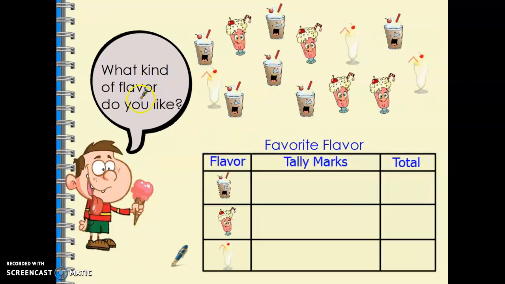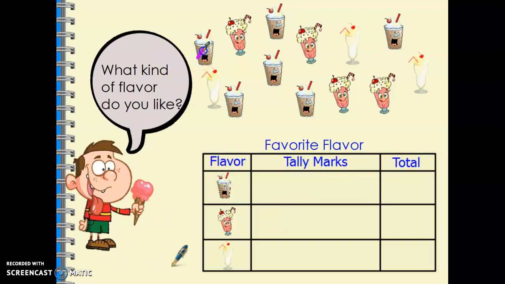Alright, let's look at our survey here. What kind of flavor do you like? Let's look at our title. It says favorite flavor. And here we have our flavor. We have chocolate, strawberry, and vanilla. Tally marks and our total votes. So let's look at the chocolate.